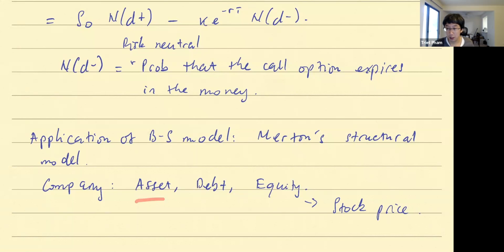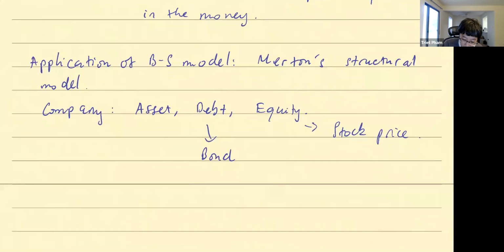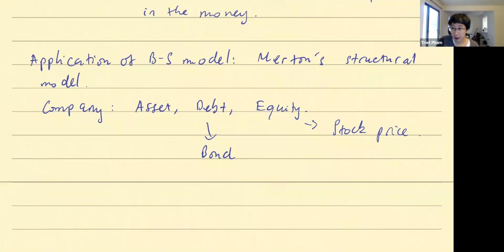Asset is like everything a company has, like its buildings, its cash, its investments, everything together is asset. Debt is how much the company owes, and usually is connected with the corporate bond, the bond that the company issues to borrow money from investors. So there are two things: there are investors who invest in the company's bond, and there are investors who invest in the company's stock by purchasing the stock. So equity investor, and bond investor.